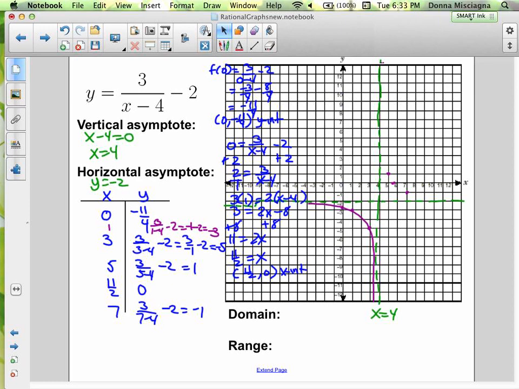Any day now. We got one last thing. Domain and range and end behavior. Okay, 2 last things. And one little piece of the graph.